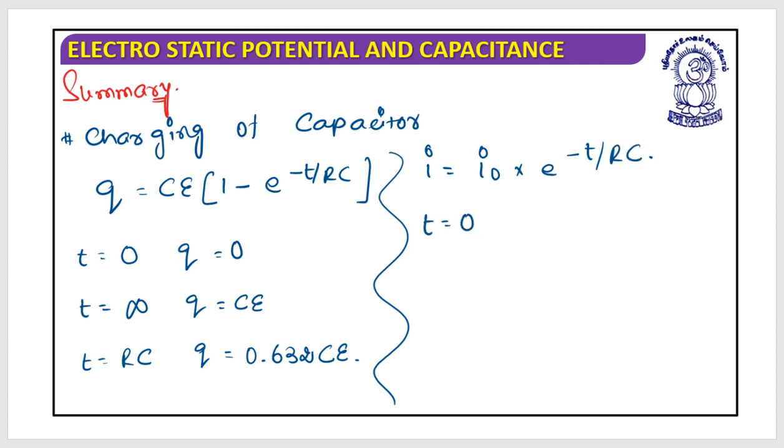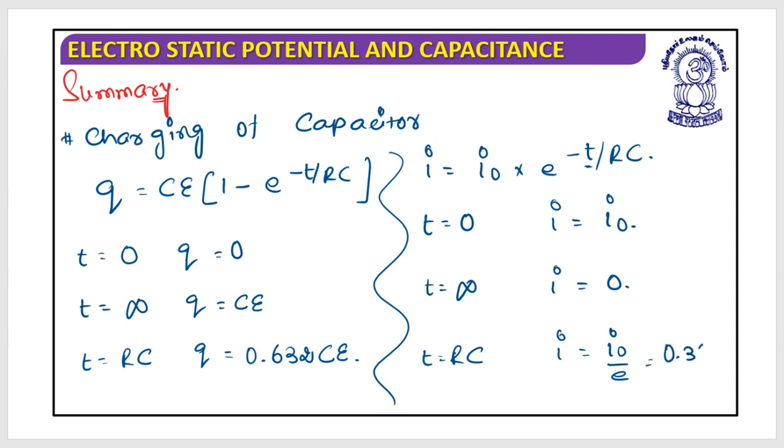At t = 0, e to the power 0 is 1, so I = I naught. At t = infinity, I = 0, and at t = RC, I = I naught by e. This must be remembered by you guys. Please remember this.